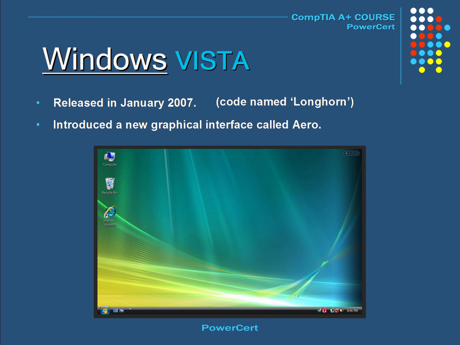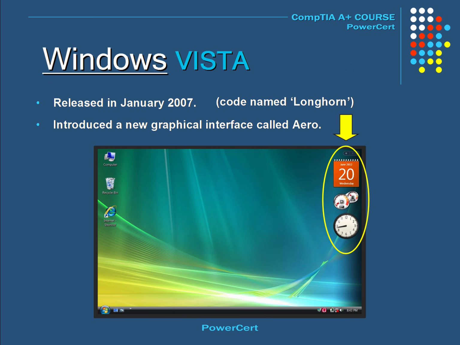It also introduced the sidebar, which is a transparent panel that is placed on the side of a desktop. And in the sidebar you can place a variety of Microsoft gadgets. Some of these gadgets include an analog clock, calendar, CPU meter, and so on. And Vista also introduced a feature called the UAC, which stands for User Account Control.